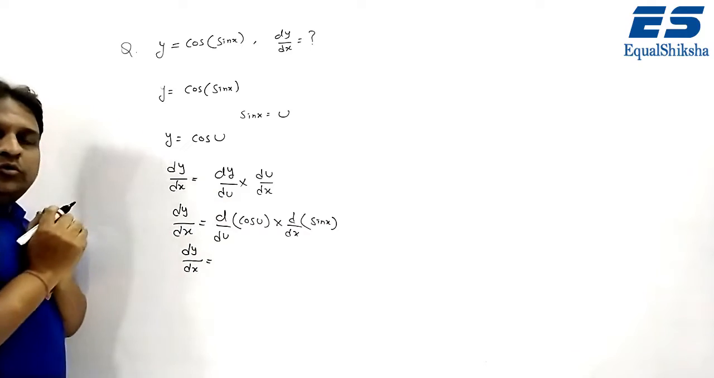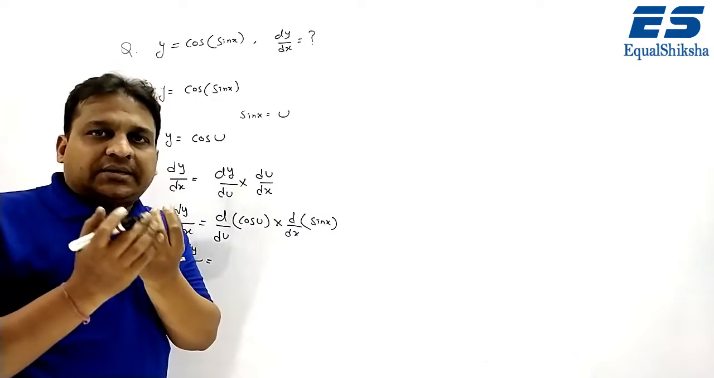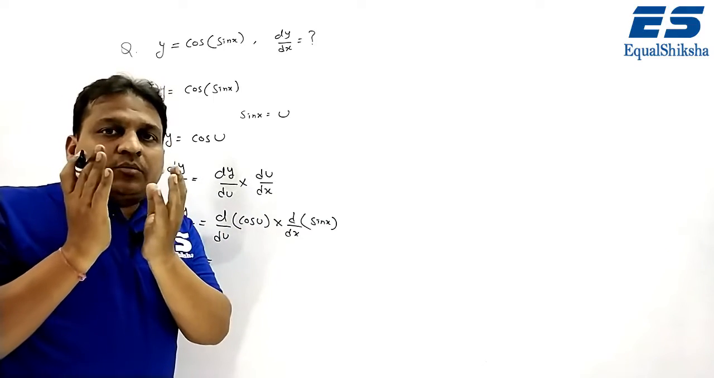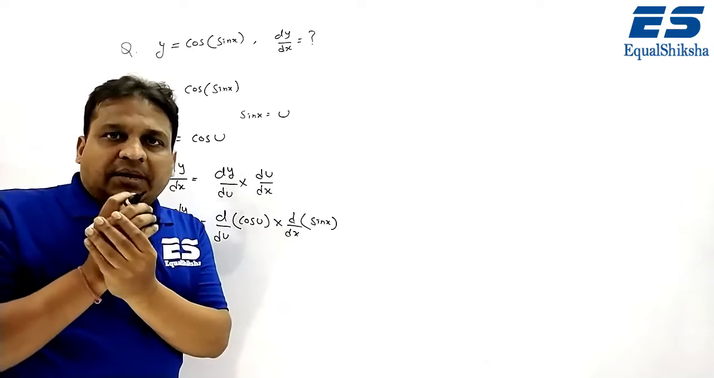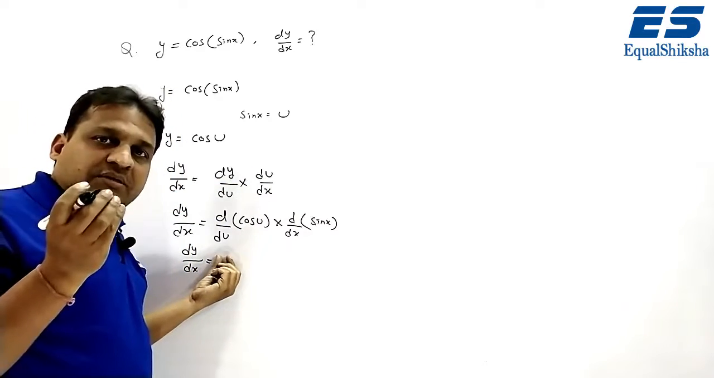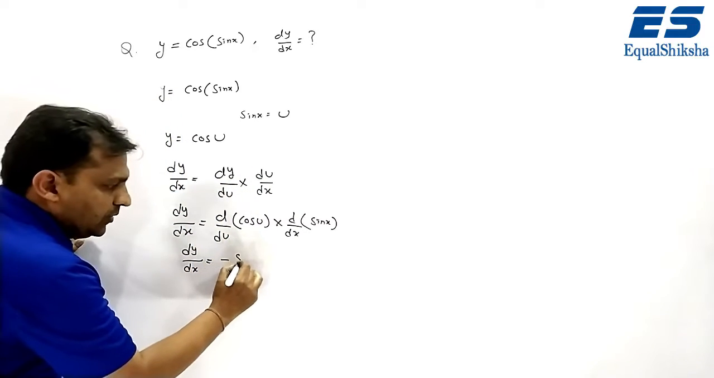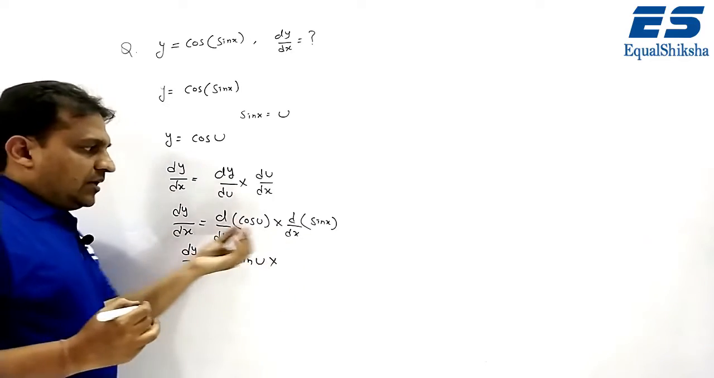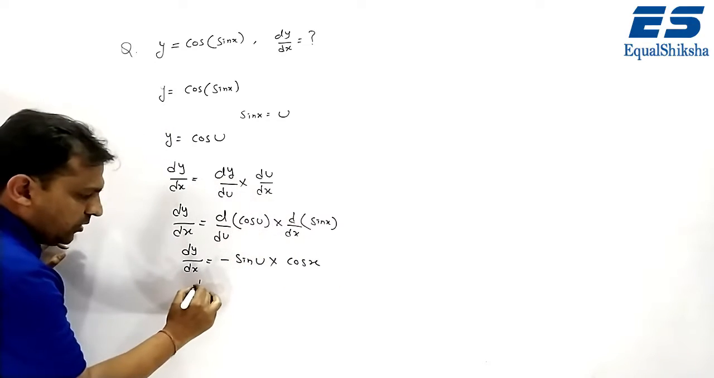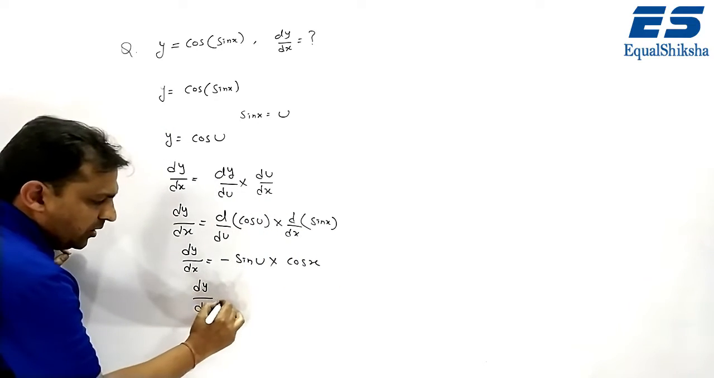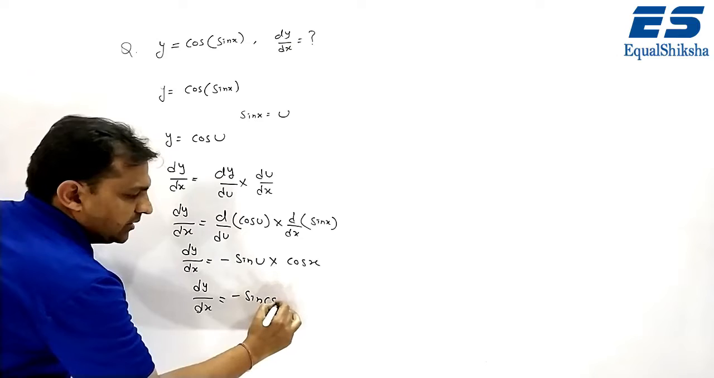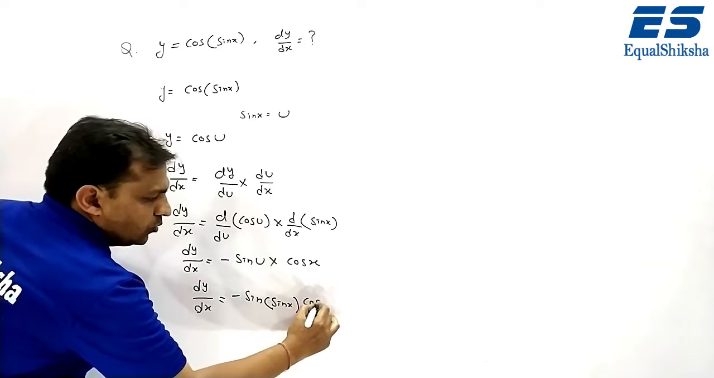Now the value of dy by dx. Now differentiation of cos u. What will be the differentiation of cos u? Minus sin u. Because differentiation of cos x is minus sin x. So differentiation of cos u will be minus sin u, because we are doing differentiation with respect to u. So here there will be minus sin u, and the differentiation of sin x with respect to x will be cos x. Now I am putting the value of u, then the value of dy by dx will be minus sin u, where u equals sin x. So minus sin of sin x into cos x.